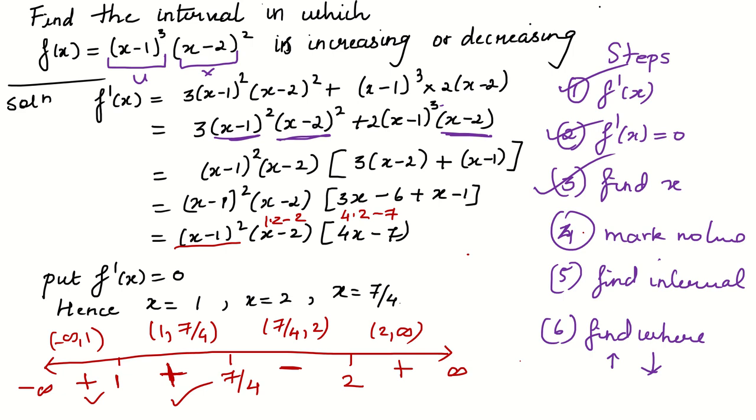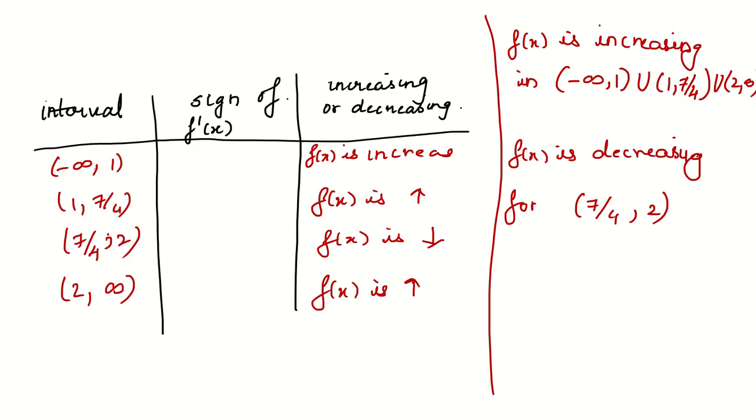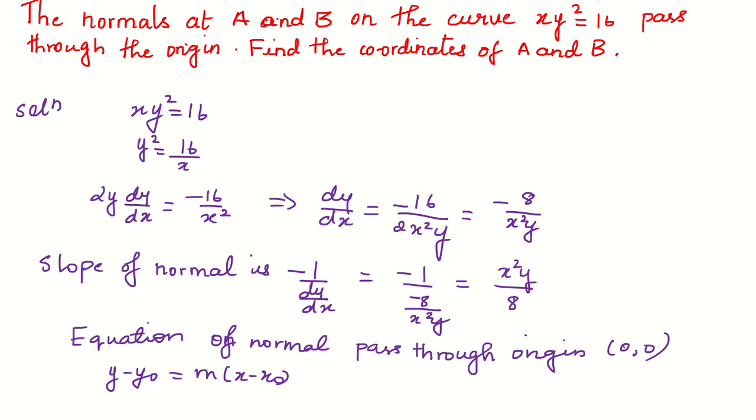So we drew the number line, found the intervals, find decreasing. So this is done. Now, next question is the normals at A and B on the curve xy square is equal to 16 pass through the origin. Find the coordinates of A and B. Okay, so I have to find the points A and B.